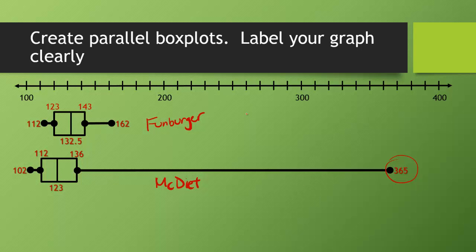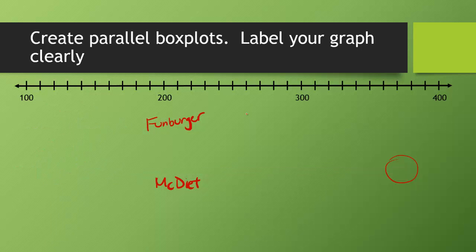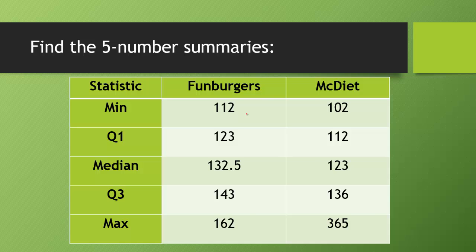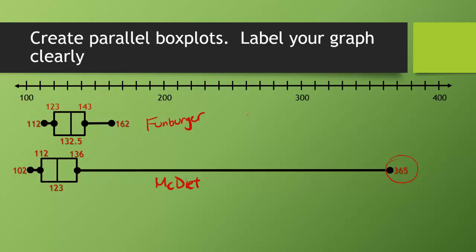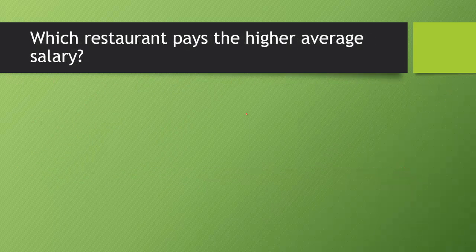All right. So this would be an example of a question that would be on the test. So first you would have to make this 5-number summary, and then you would have to create the box and whisker plot. And then you might have this question: which restaurant pays the higher average salary?